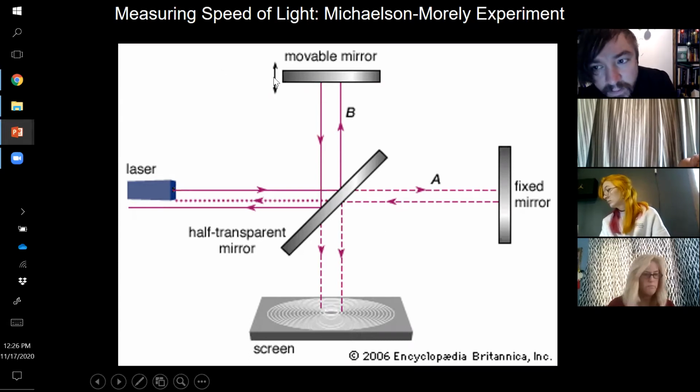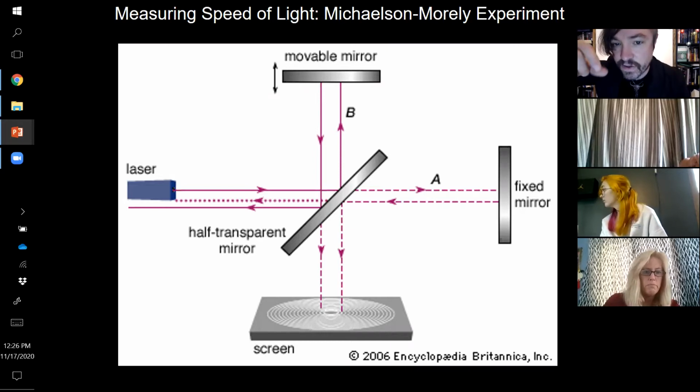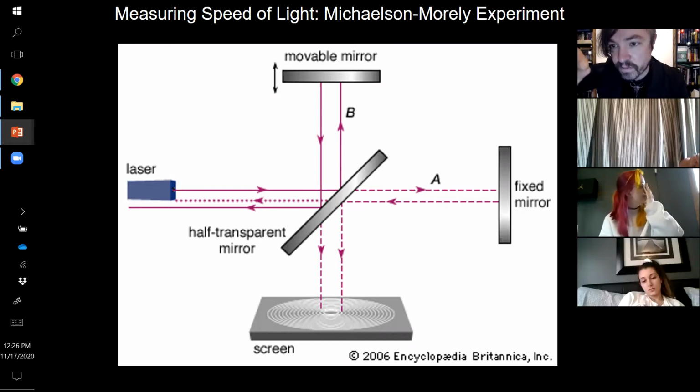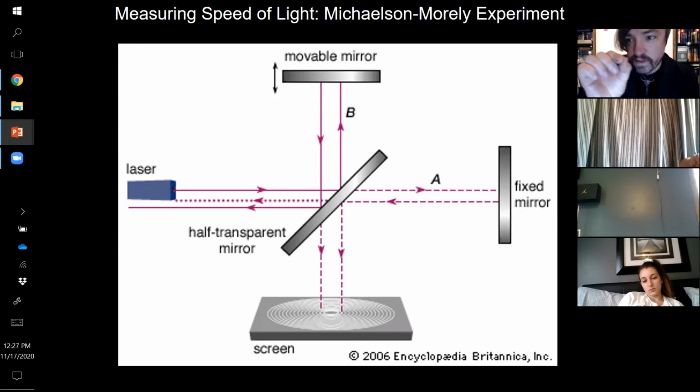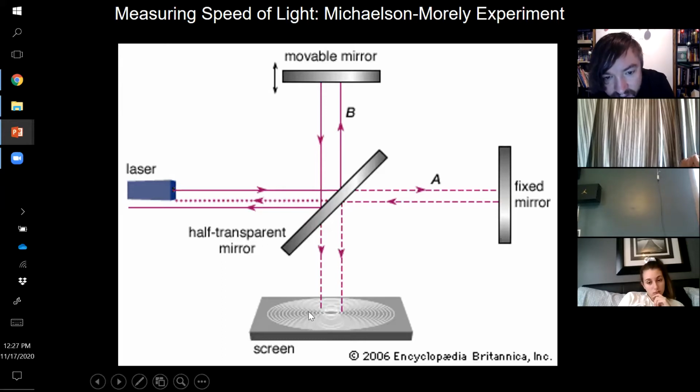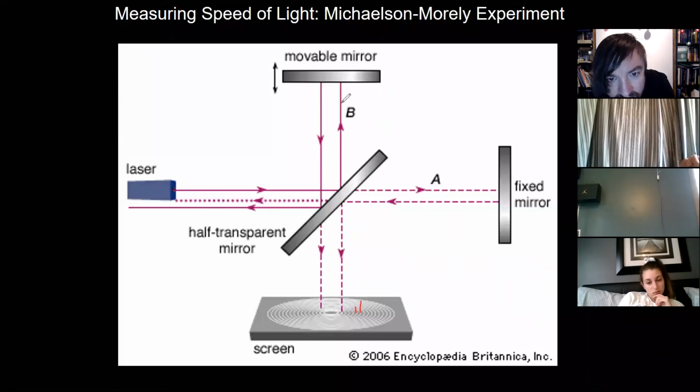Now the trick is the movable mirror is on a very, very finely articulated screw that can move the mirror back by small increments in distance. And by changing the distance that the light travels by a small number of wavelengths, you can create an interference pattern on this screen. By measuring the distance between the bright fringes and the dark fringes, you can calculate the difference in the path that the laser took, and therefore you can calculate the velocity. Because this instrument has incredible sophistication, today we know the measurement for the speed of light to a greater precision than almost any other constant in the entire universe.